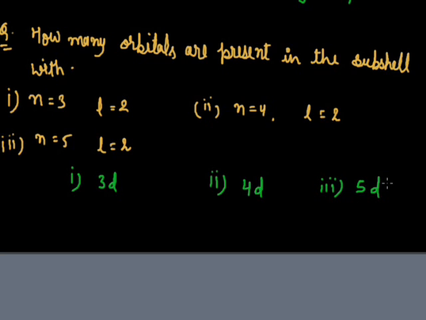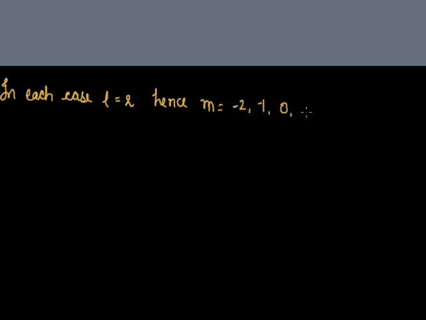So in each case l equals 2, hence m will be minus 2, minus 1, 0, plus 1 and plus 2. That is 5 values, which means 5 orbitals. It means only 5 orbitals are present in each case, because in each case a d subshell is present, and in a d subshell 5 orbitals are present. So the answer in each case is 5 orbitals.